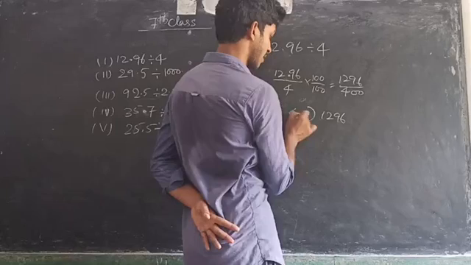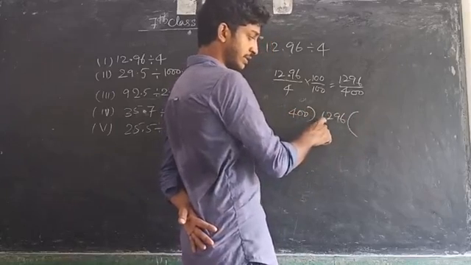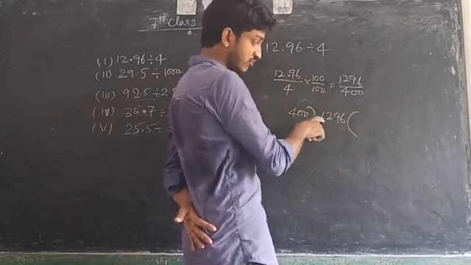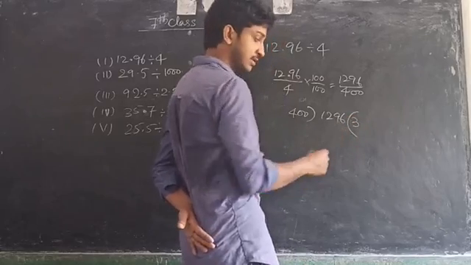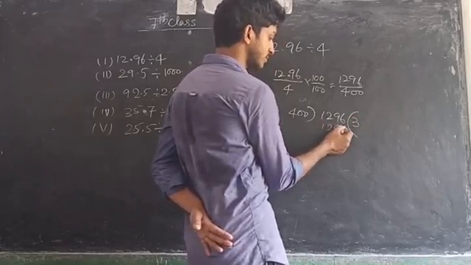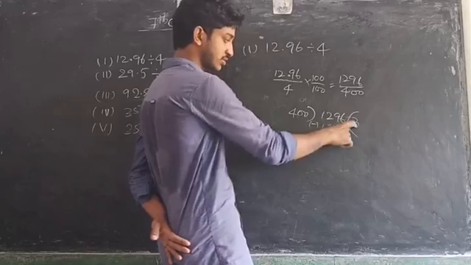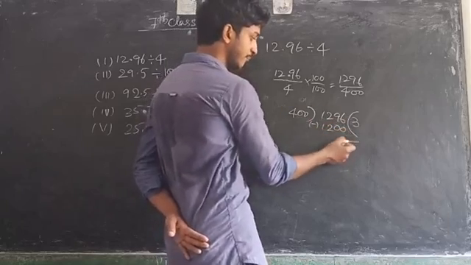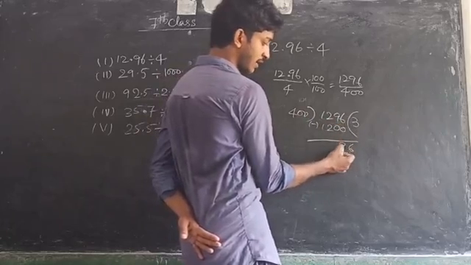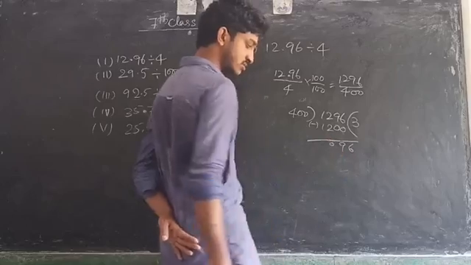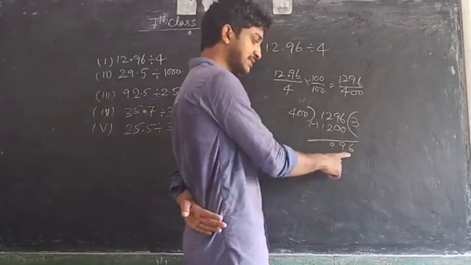1296 here and 400. So in 1296, how many times? 3 times. 3 into 400 is equal to 1200. See here, 3 zeros, 3 fours, 12. Okay, subtract this. 6 minus 0, 6, 9 minus 0, 9, and 12 minus 12, 0. Okay, 96 is the remainder.